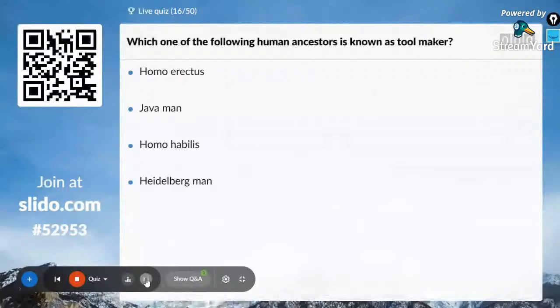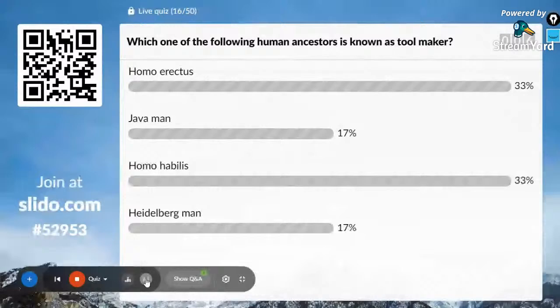Yes. Entering into the sub-levels of NEET previous year questions. Which one of the following ancestors is known as a tool maker? Homo erectus, Java man, Homo habilis, Heidelberg man. Yes, the correct answer is Homo habilis. Next question on the screen.